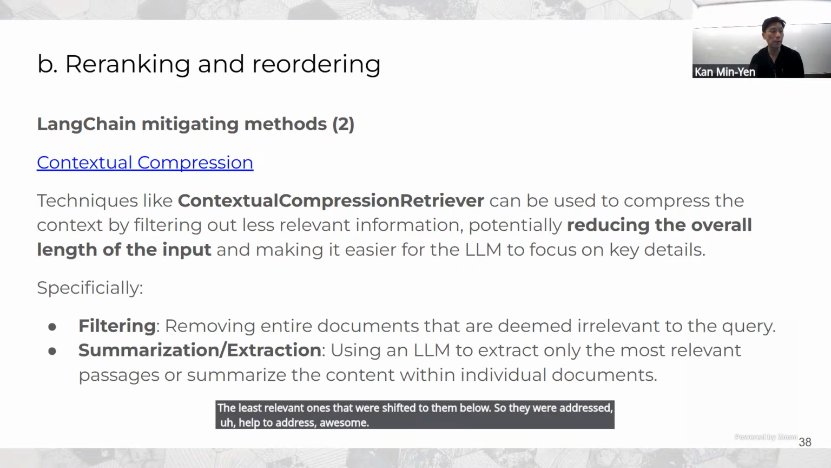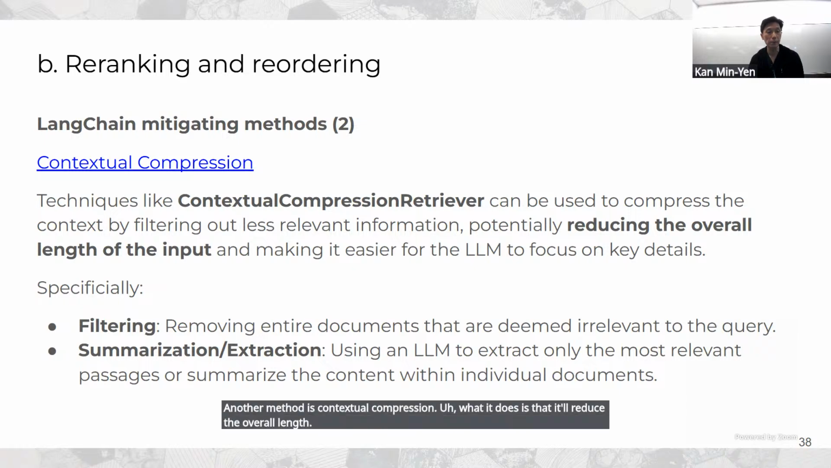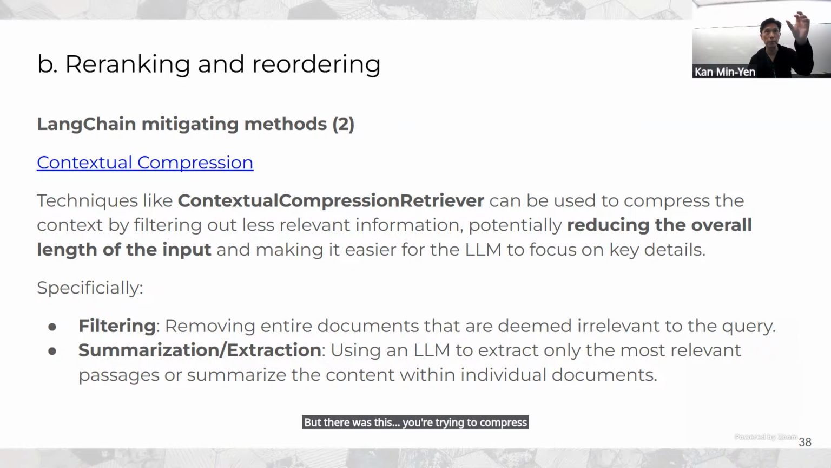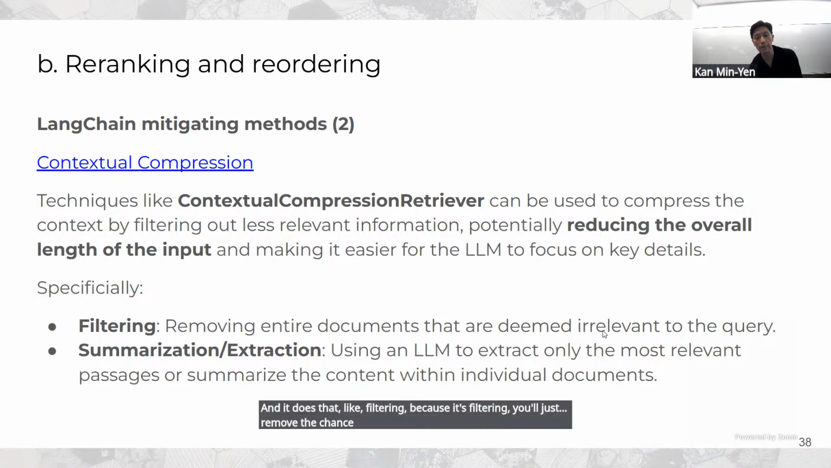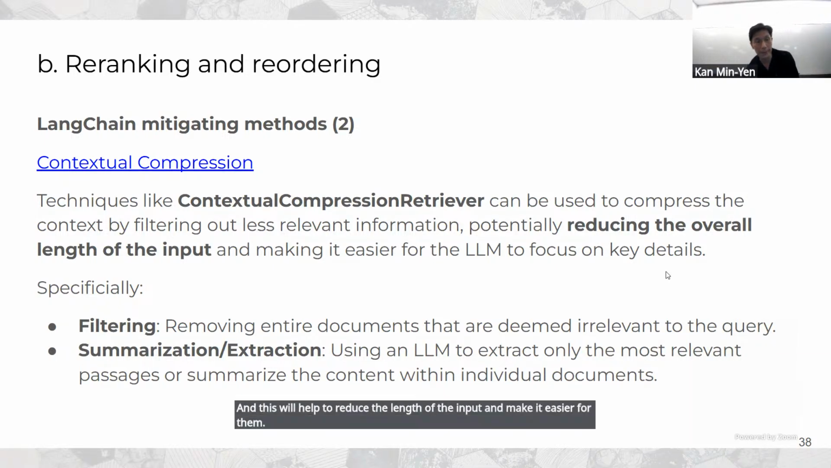Another method is contextual compression. What it does is that it will reduce the overall length. You try to compress the input sequence, and it does that by filtering. The first method is filtering. It will just remove the chunks that it deems are irrelevant to the query, and you can also use an LLM to summarize and extract the most relevant passages, and this will help to reduce the length of the input and make it easier for the LLM to focus on the key details.